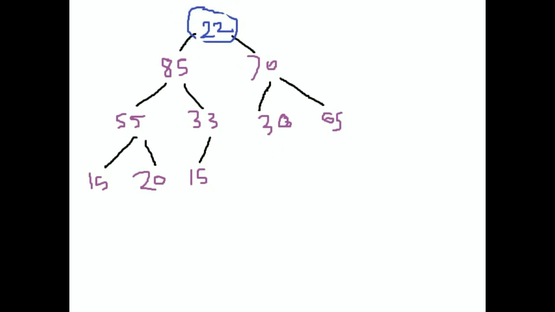Now this violates the max heap property. 85 is more than its parent, so a change would occur. This will come here. Erase it. 85 here and 22 here. Same, these lines are changed now.